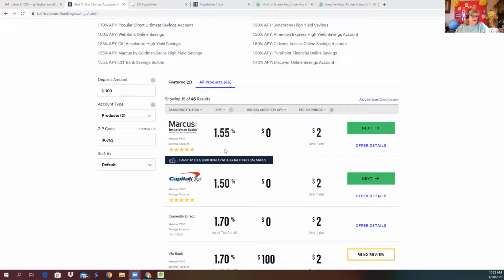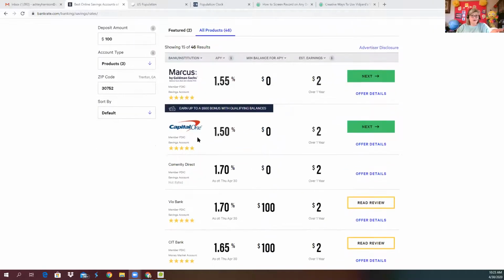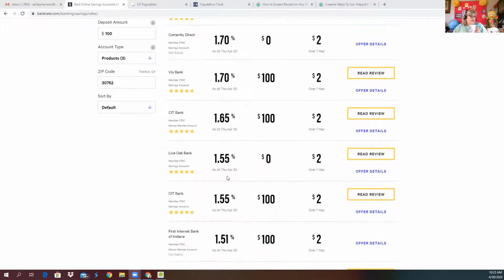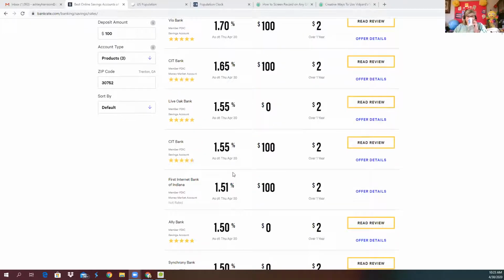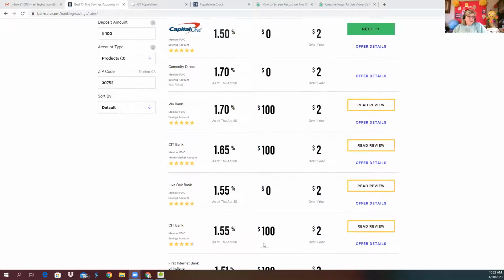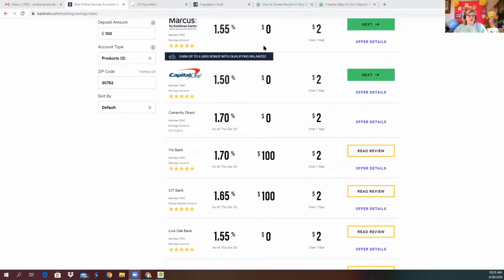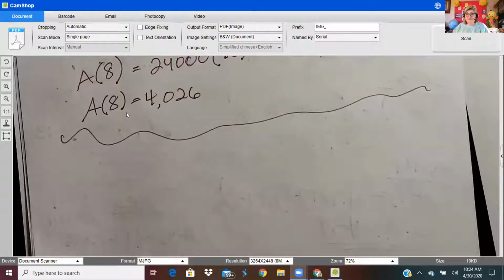And so here we have all of our options. We have Marcus, which is a Goldman Sachs. We have Capital One. A lot of people know about Capital One. Community Direct, VO Bank, CIT Bank. So here's all these different banks that we could invest our money into. Capital One is a pretty popular bank, so we'll go with Capital One. And let's just look. Say we did deposit that $100 and we left it in the bank.